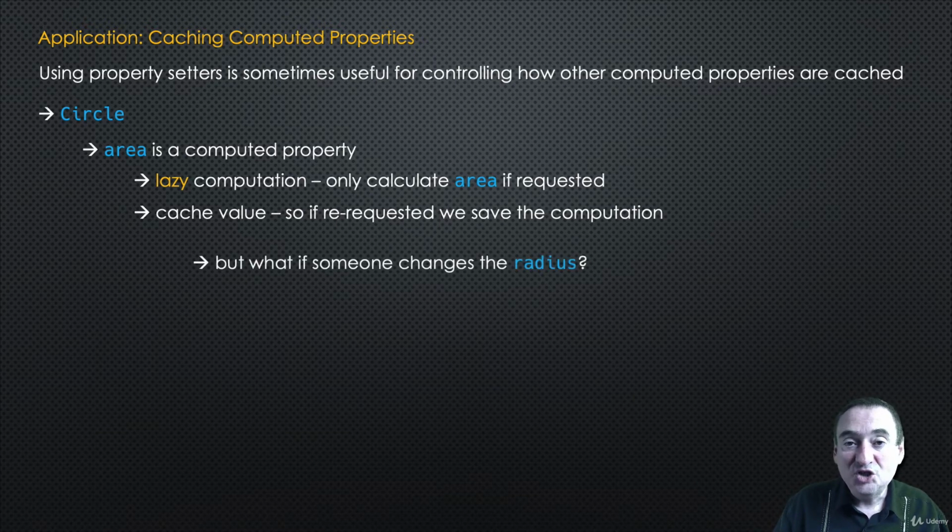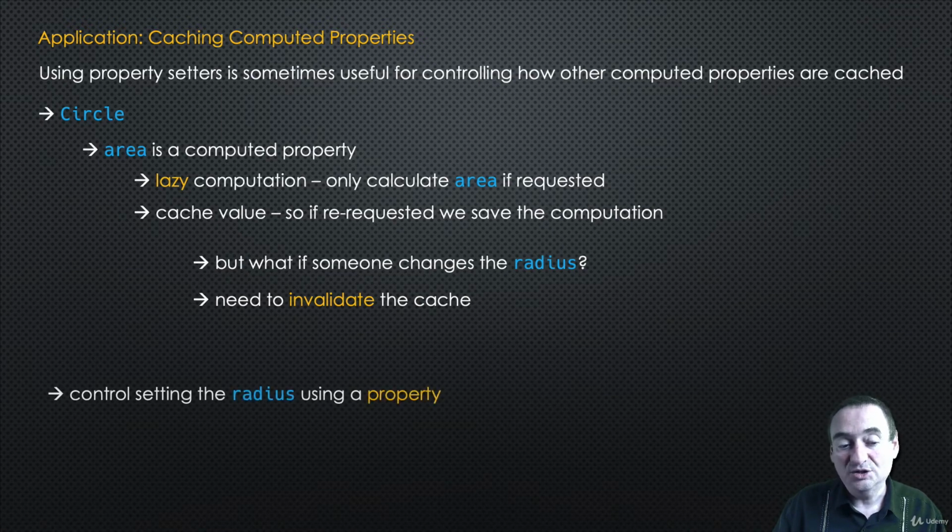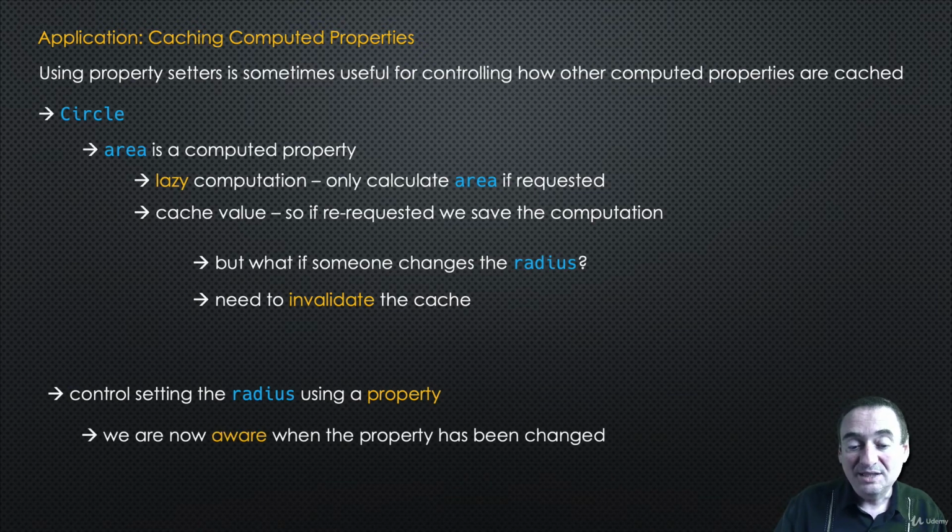But what happens if somebody changes the radius? Well, we need to make sure that if somebody's changed the radius, we know about it, and then we can recalculate the area at that point when it's requested. So we need to be able to invalidate the cache whenever the radius is changed. So we can control setting the radius using a property. Instead of having a bare attribute, we now are going to use a property. We're going to use a function so that when the user of our class sets the radius to a value, we'll know that the radius changed, and we can then take some action. So we're aware that the property has changed.